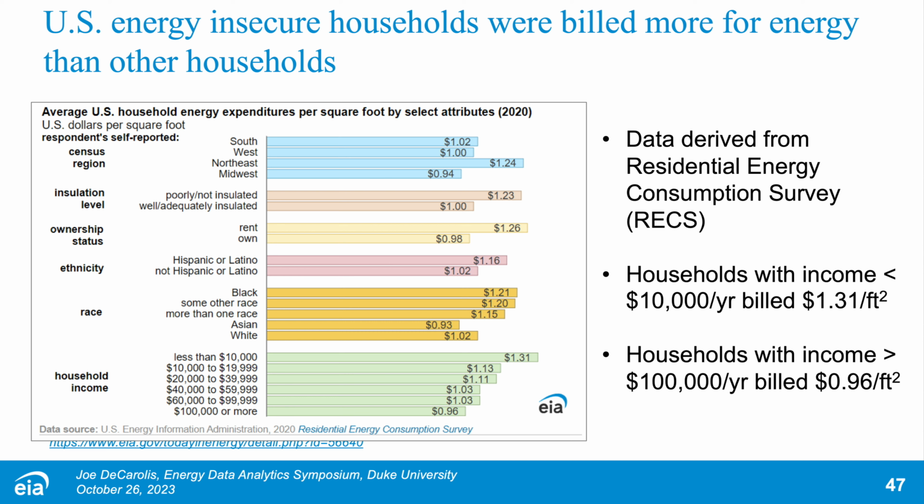So we know that household incomes that are less than $10,000 a year, those households are paying about $1.30 per square foot for energy. Households that are relatively wealthy that have incomes of $100,000 or more per year, they're paying significantly less. They're paying less than $1 per square foot, right? And again, we can go in and look by all of these different demographic categories and draw some really interesting insights. So this is a really large-scale consumption survey that we use that we apply analytics to derive insight.